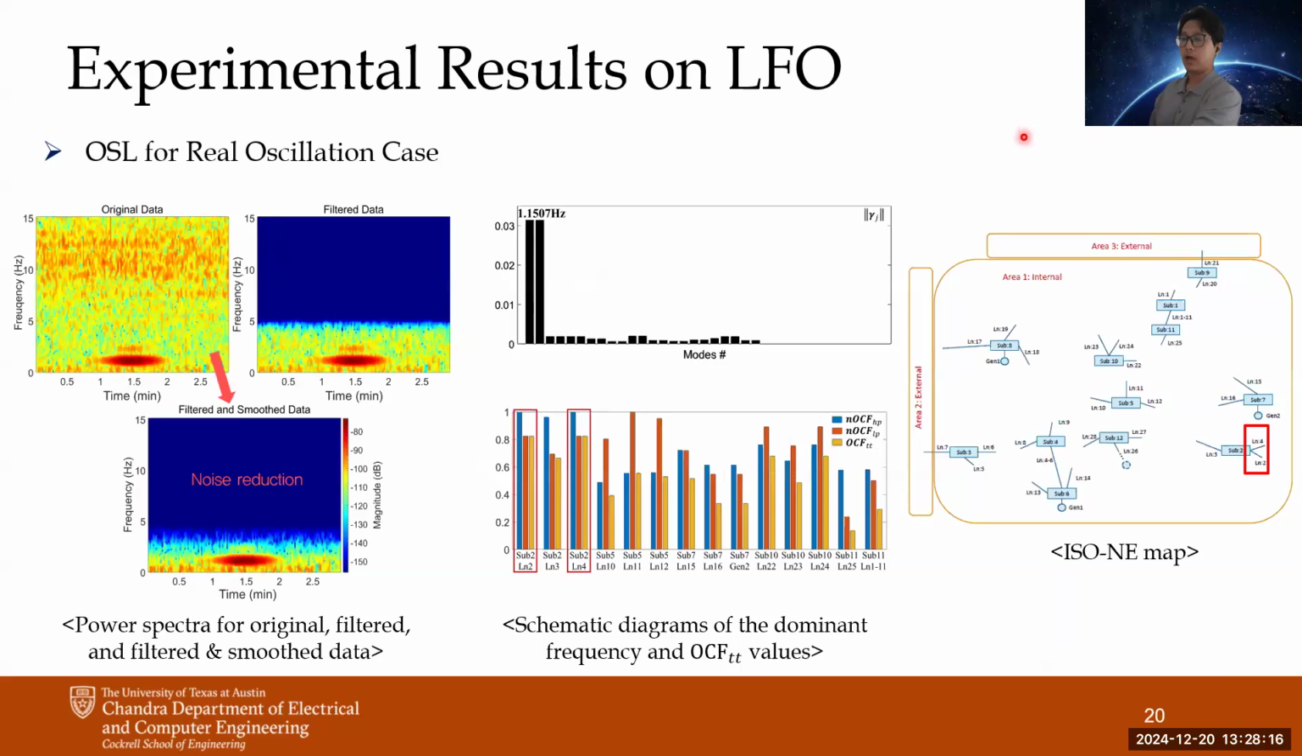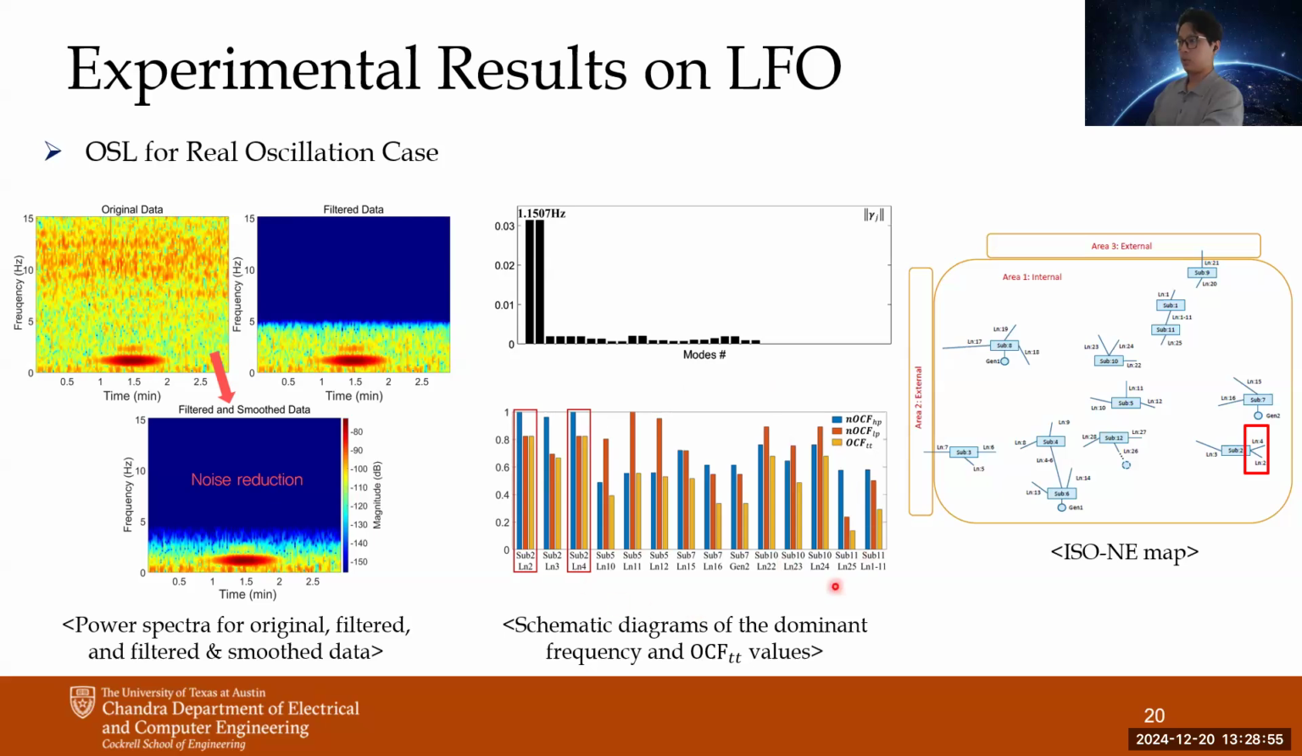Yes, and we also applied our proposed method to the real oscillation case. But in the real measurements, as you can see from this figure, a lot of high frequency noise is included. So we first applied a low pass filter at 5 Hz, and then applied the smoothing function to this breaker data. You can see that noise above about 4 or 5 Hz is reduced in the pre-processed data set. And we applied the same proposed framework to this pre-processed data.